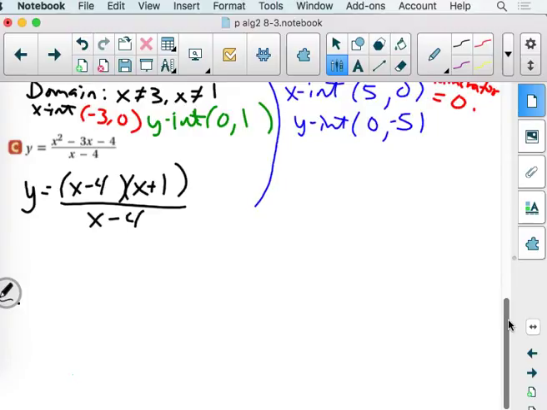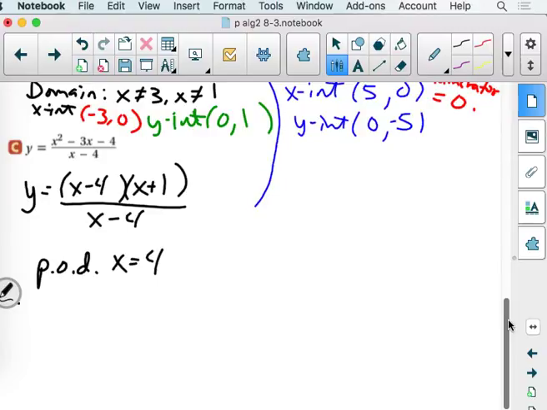Multiplies to negative 4, adds to negative 3, right? Where are you going to find your pods? Bottom? Okay, Asher, pay attention. Get out a new color of marker or something. What's the pod? 4.